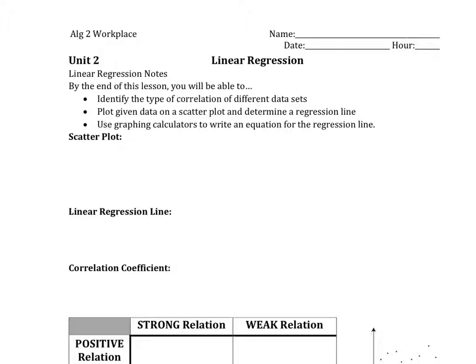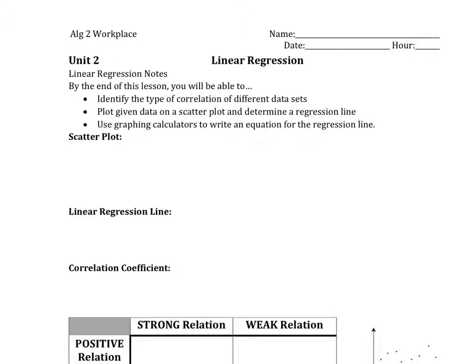Now if you just hit y equals, you'll see at the top plot 1 is highlighted. That means that you're able to see scatter plots. If you ever just want to go back to graphing lines and you don't want to see the scatter plot, you're going to turn plot 1 off.